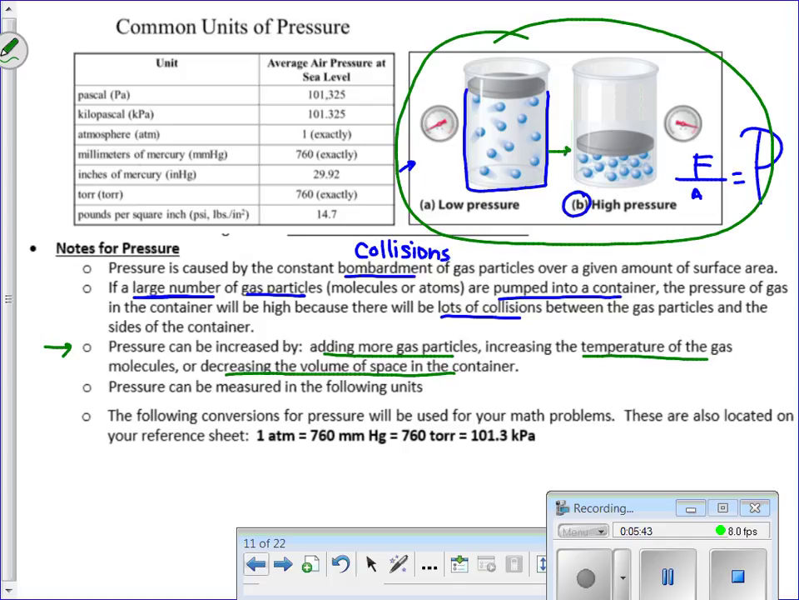Pressure can be measured in the following units, and these units, ATM is atmosphere, mmHg is millimeters of mercury, torr is another unit to measure pressure, and kilopascals is the final unit to measure pressure. And these equalities are all on your reference sheet. And in the How to Solve Gas Law Math Problems recording, I'm going to show you how to convert between those different units of pressure.